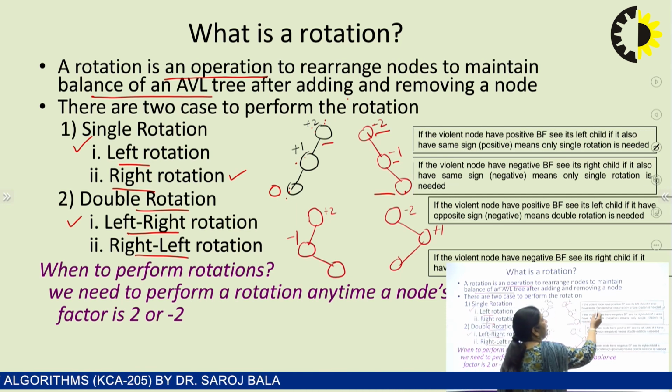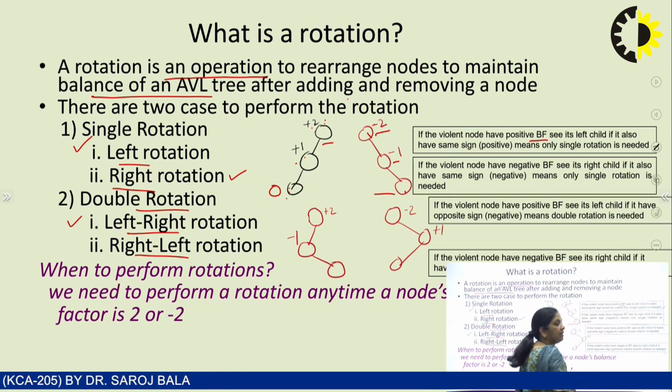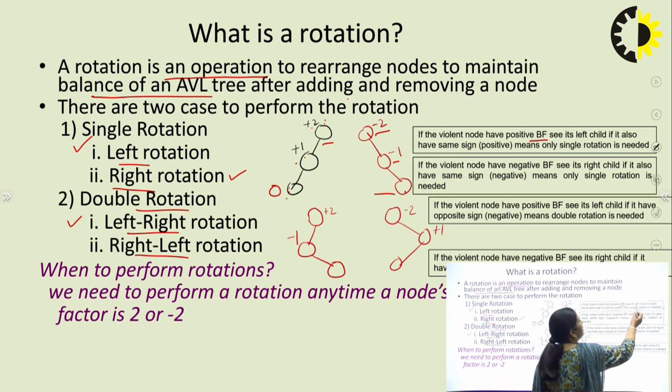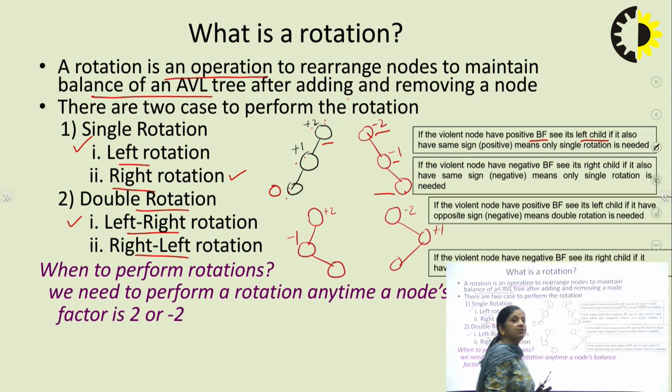When the violating node has a positive balance factor, then we see its left child. We check the left child for positive. If that is positive, then we do single rotation. In the same way, when it is negative, then we see the right child node. If that is also negative, then also we do single rotation.